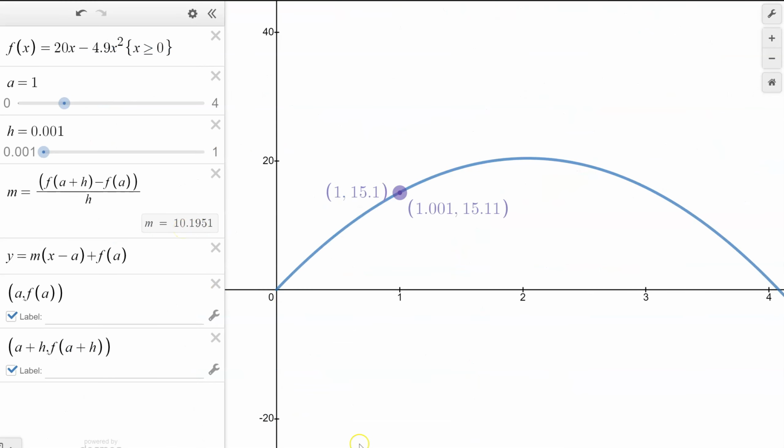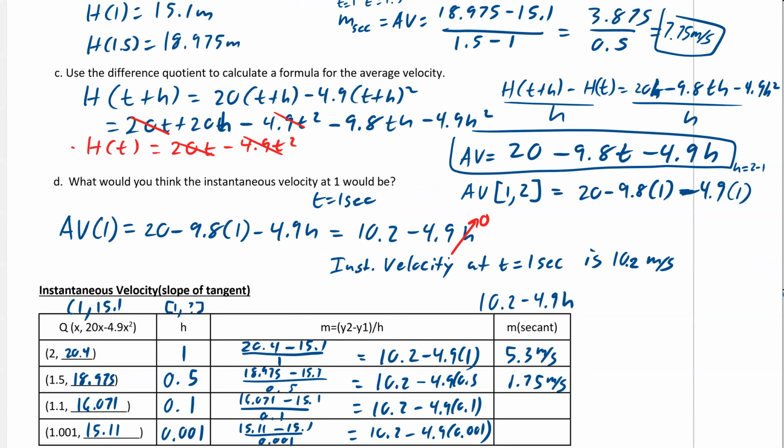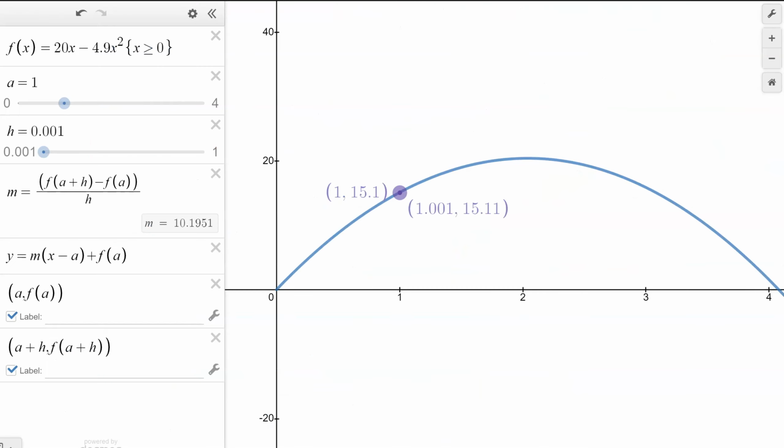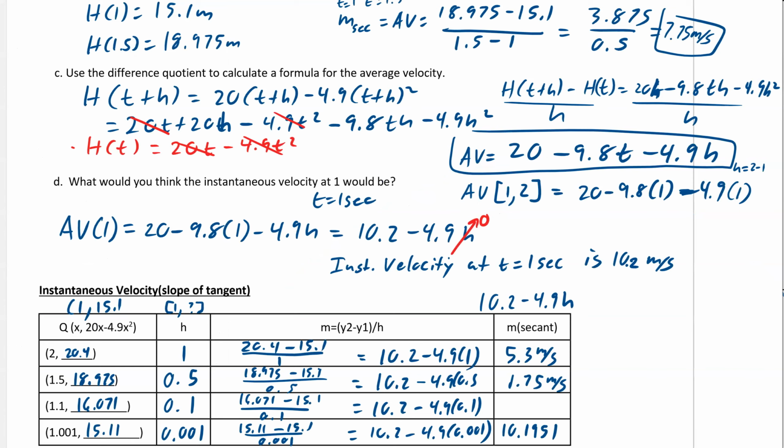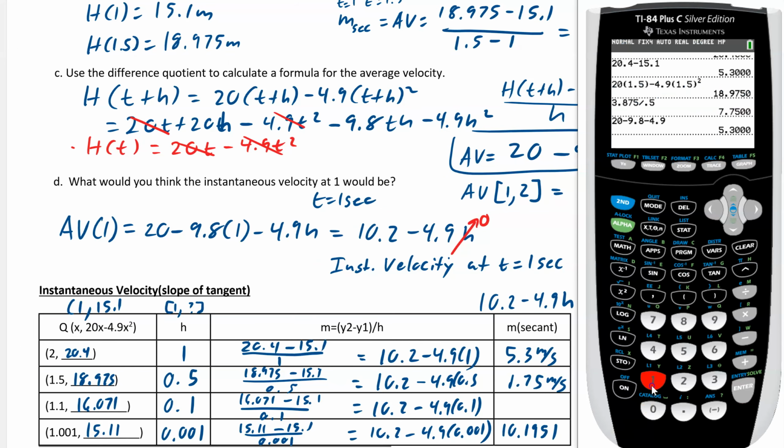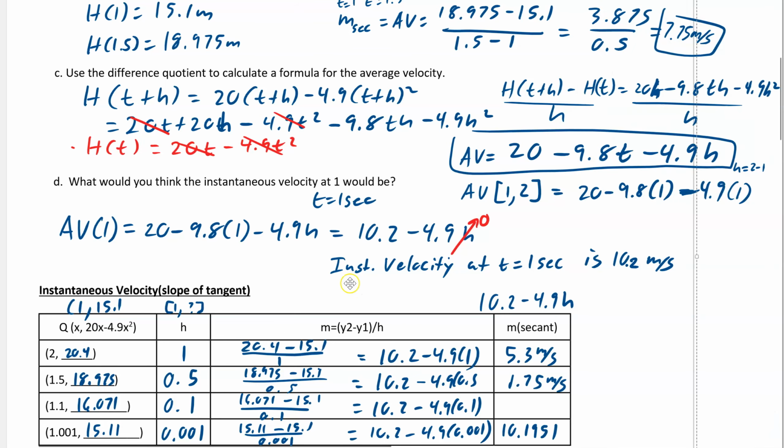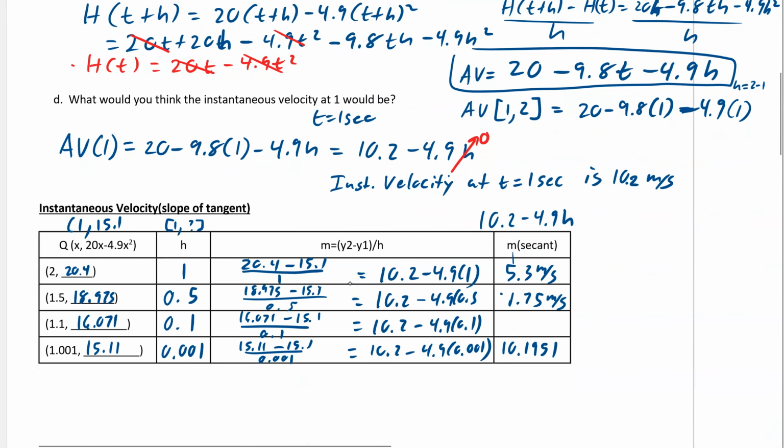So 10.1951. Make sure that one's correct. 10.1951. Yep. But if you just plug that one in your calculator or that one, you'll see they're exactly the same. So 10.2 minus 4.9 times 0.1. So there are a lot of ways to do this. 9.71. So you can see they're approaching.